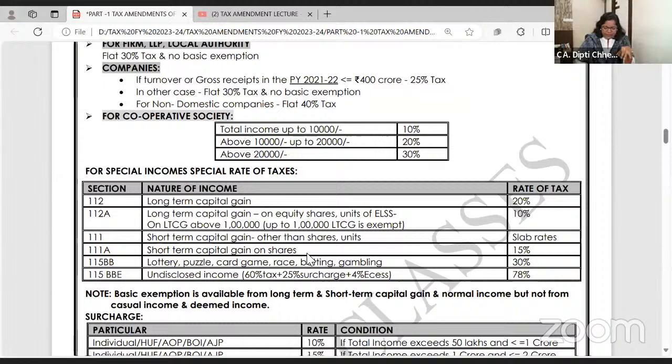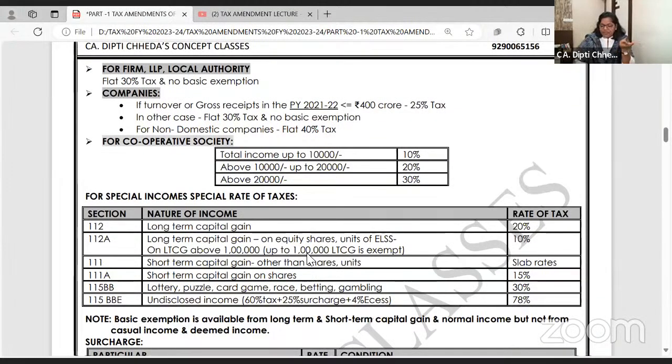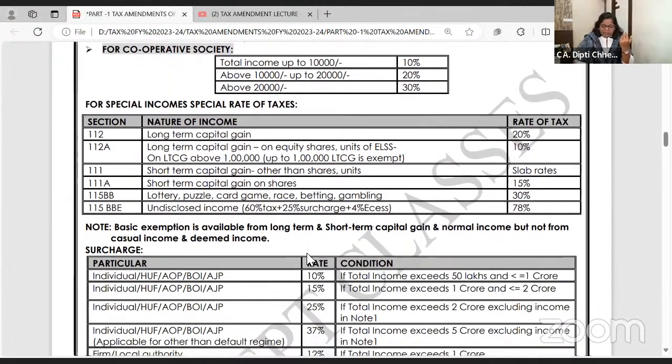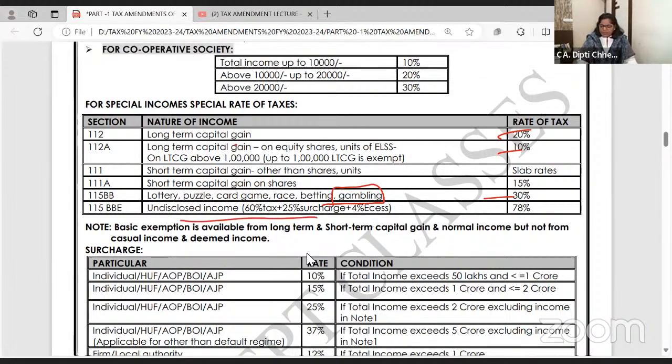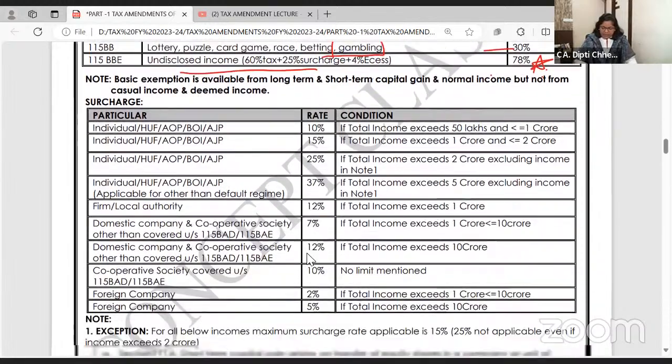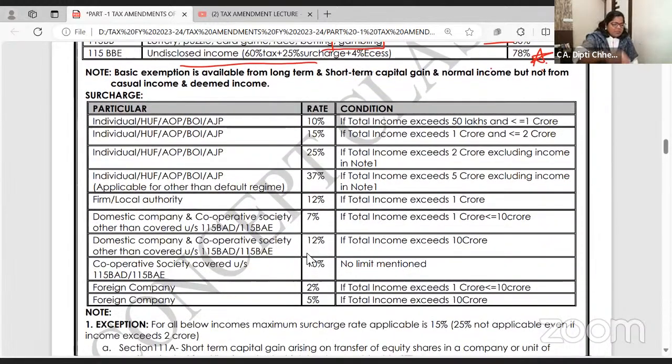I'll again repeat it. I have given this all for reference, but there is no change in the tax rate for companies, firms and all. Special income like long-term capital gain is 20%, on shares 10%. Casual income has been added this year: gaming, gambling, all that at 30%. Undisclosed sources, 78%. Many times this is asked in MCQs, but nothing has changed. Now there's a small change. Rebate, one part is over.